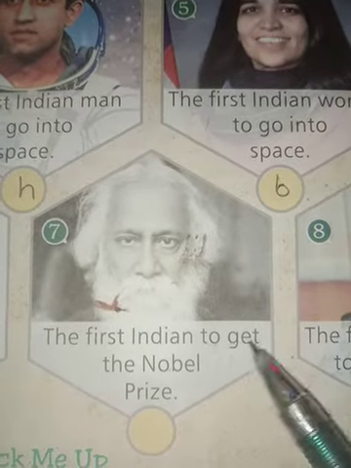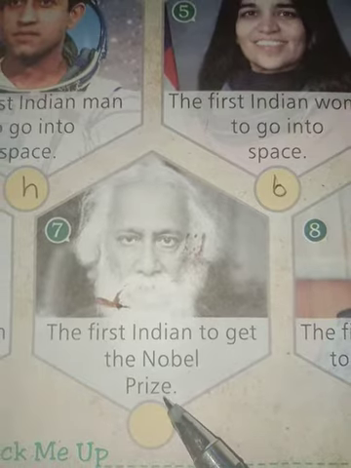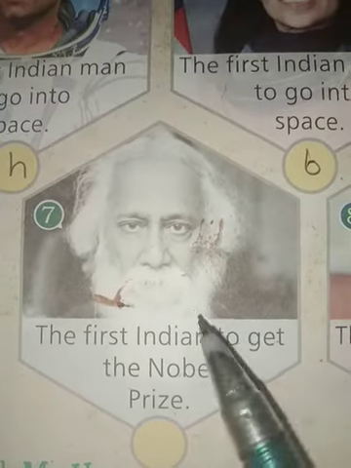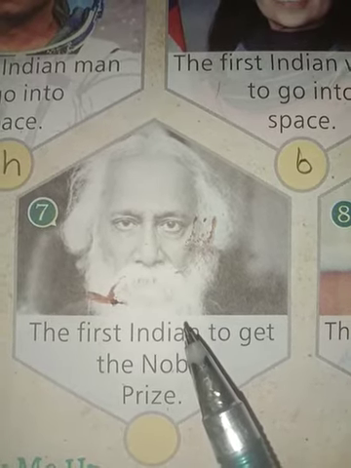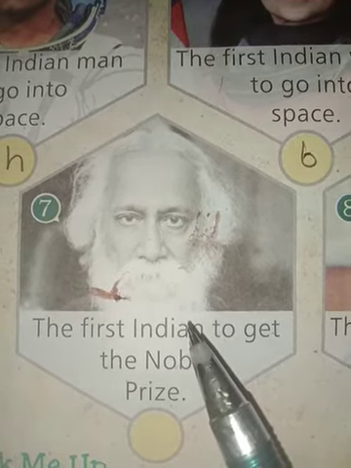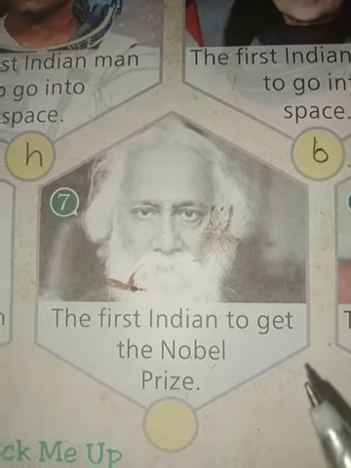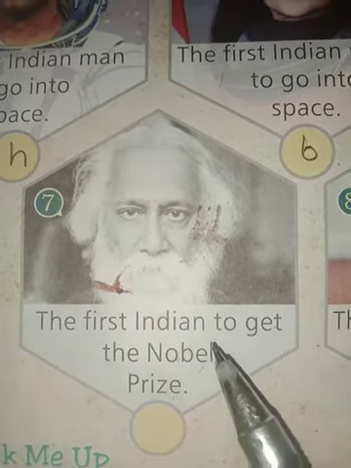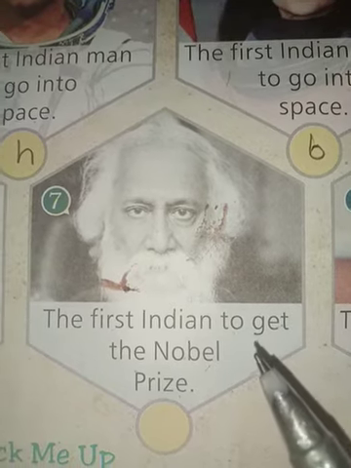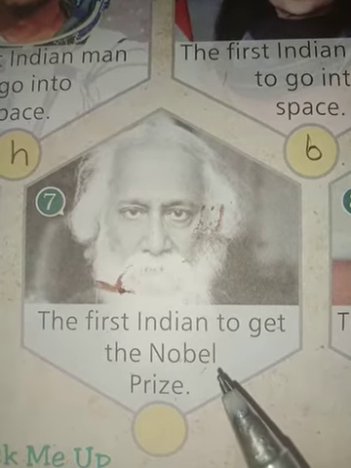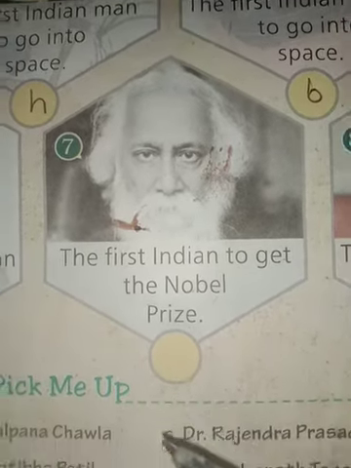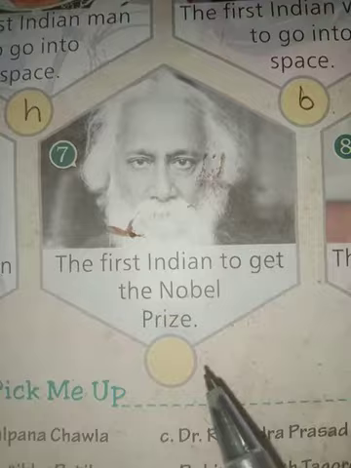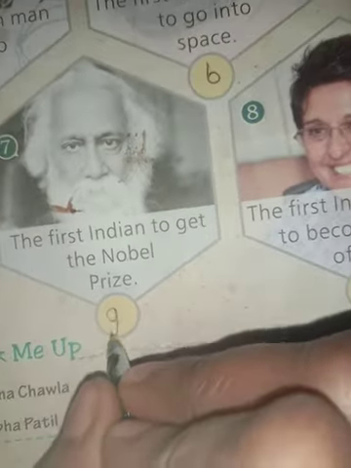7. The first Indian to get the Nobel Prize. So student, Rabindranath Tagore was a Bengali poet, short story writer, song composer, playwright and painter. In 1913, Rabindranath Tagore became the first non-European to receive the Nobel Prize for literature. So right answer is Rabindranath Tagore. We will write here option G.